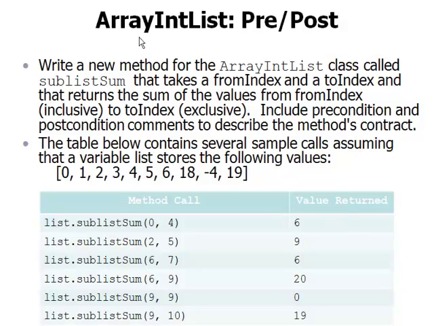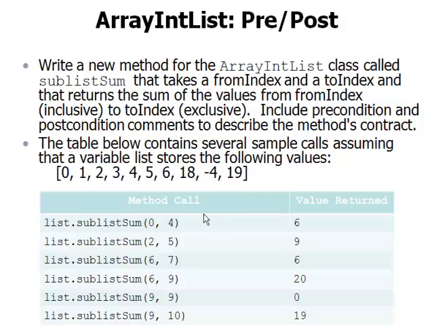This problem involves manipulating an ArrayIntList and thinking about pre and post conditions. We're asked to write a new method for the ArrayIntList class called subListSum that takes a from index and a to index and returns the sum of the values in that range. We're supposed to include precondition and postcondition comments to describe the method's contract.